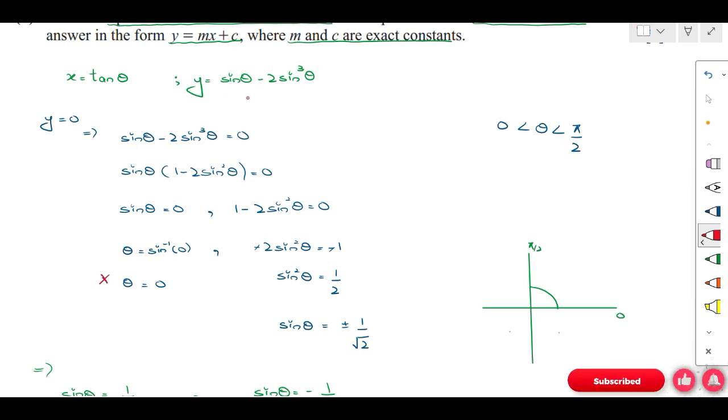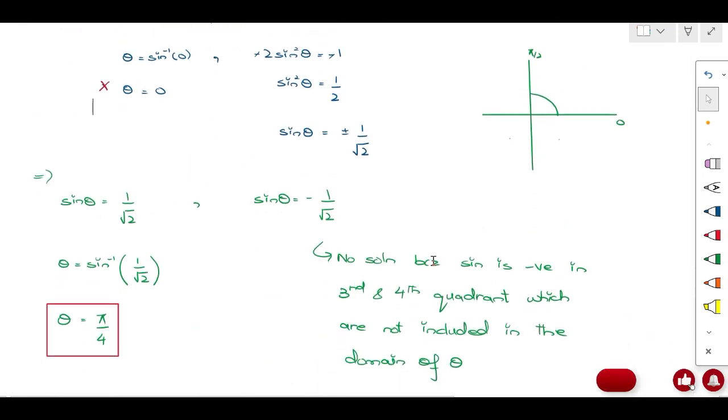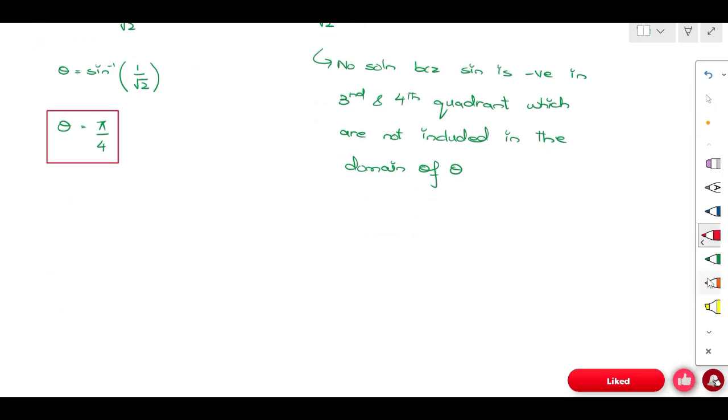Now we have theta, which is pi by 4. Just substitute over here, you will get the x value. So what is x? X should be equal to tangent of theta, which is pi by 4. Tangent pi by 4 is always equal to 1, so the x value is 1 and the y value is 0. Now we got the point for the equation of normal: the x coordinate is 1, the y coordinate is 0.